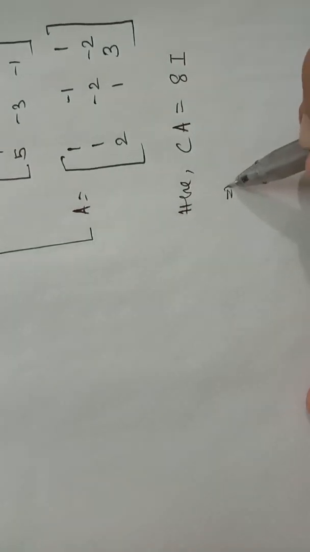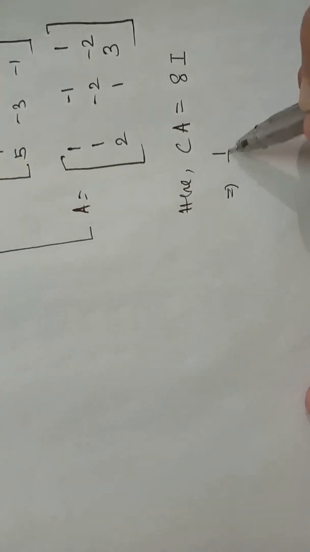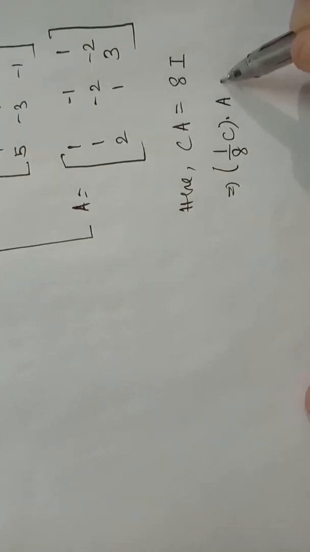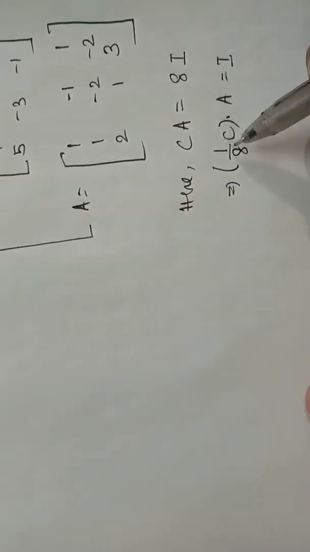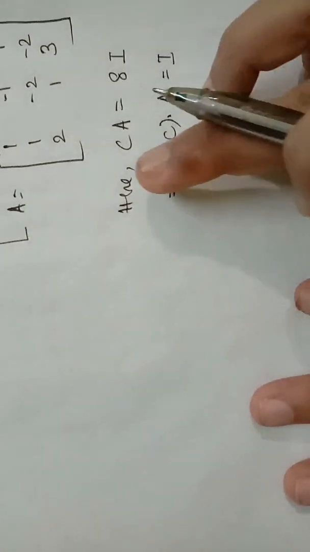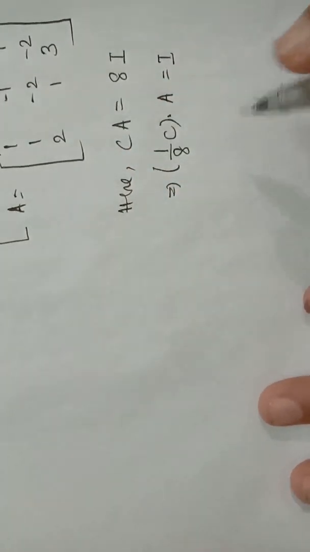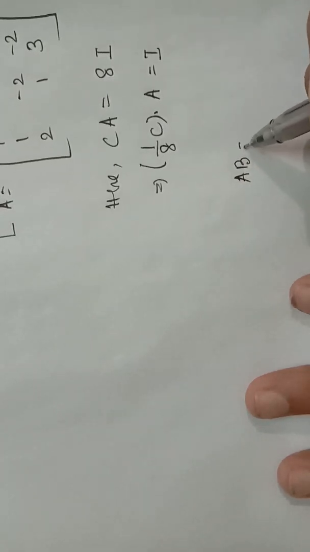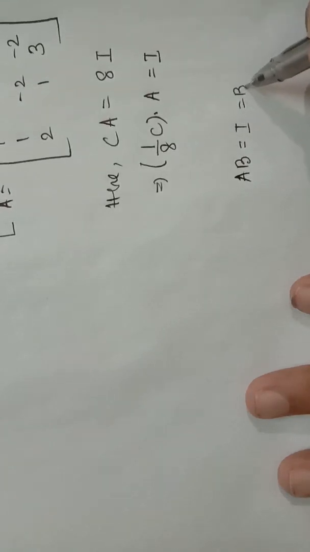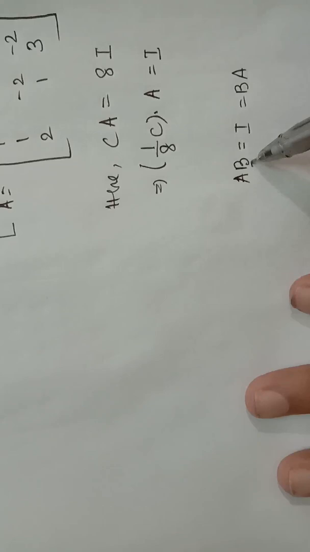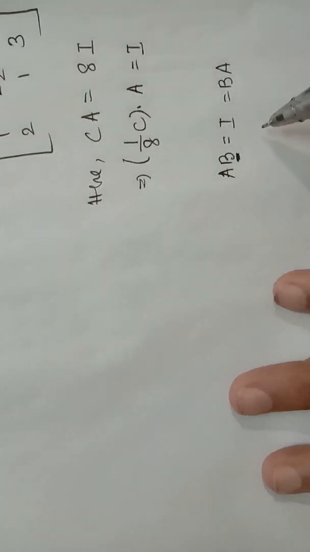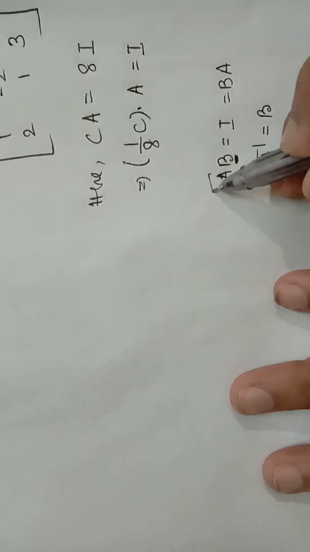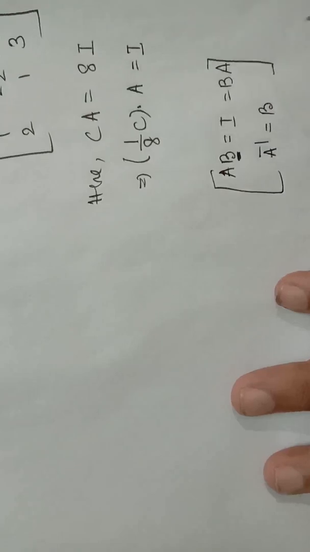Now we can write it this way, bringing 8 to that side, 1 by 8 into C into A is equal to I. Now you can see, if the product of two matrices equals the identity matrix, this is the definition of the inverse of a matrix. If A into B is equal to I, equal to B into A, we say B is the inverse of A, that is B equal to A inverse. This is the definition of inverse of a matrix.